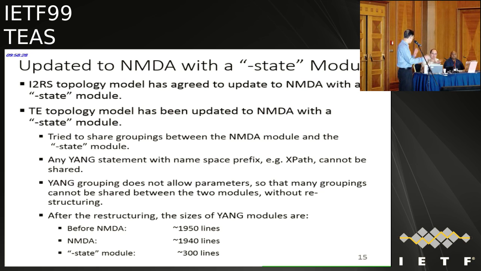Okay, so they have changed. The last time in Chicago, initially the I2RS model only contained a single tree, with no state module. But now, after this NMDA discussion, they have agreed to add that also, so we can have something to augment. Then we are okay now. Okay, so any other outstanding issues? We don't see any.